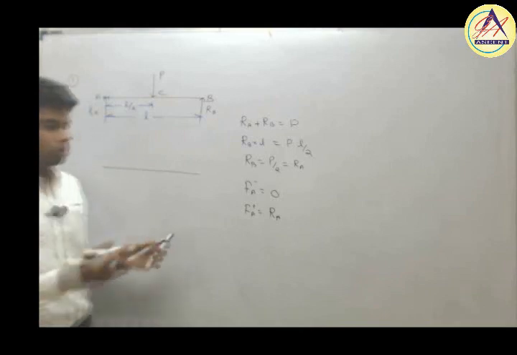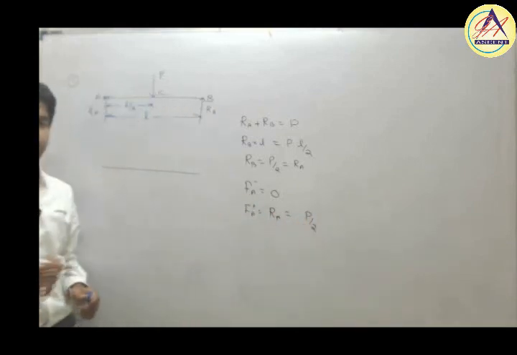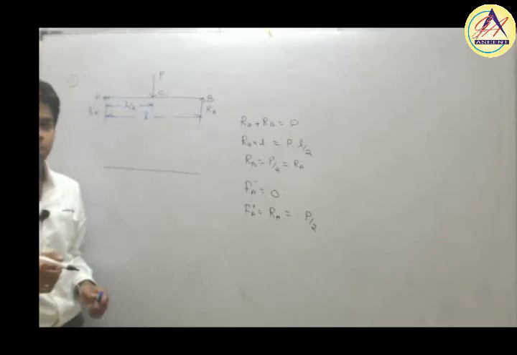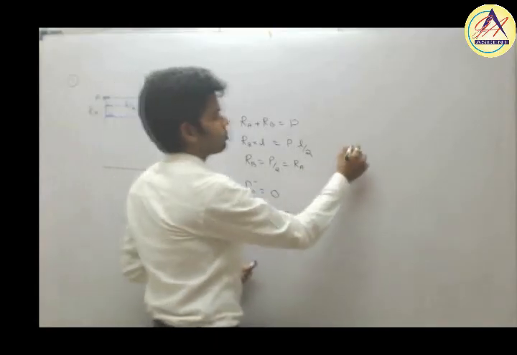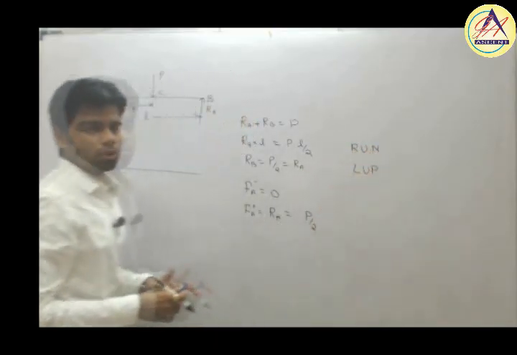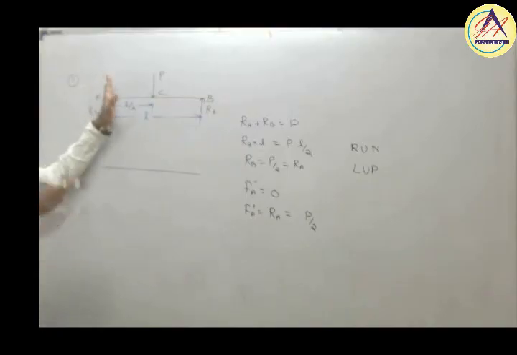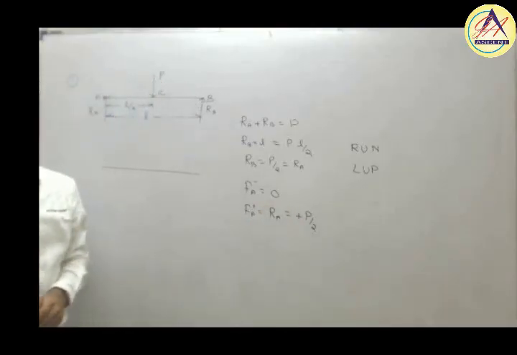This is Ra, or you can say P by 2. Now the question arises whether it should be plus P by 2 or minus P by 2. Just remember our convention. Left side upward is positive, right side upward is negative. Because we are considering the whole left of the section, and this reaction is going upwards, it is taken as positive. So Fa plus is plus P by 2.